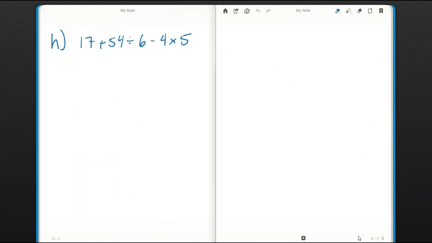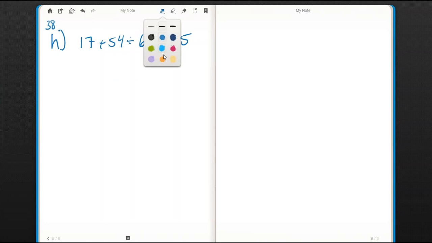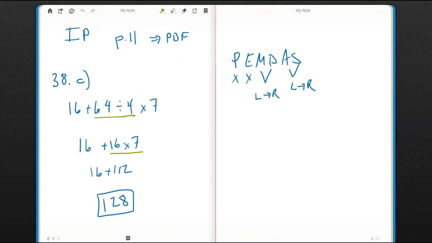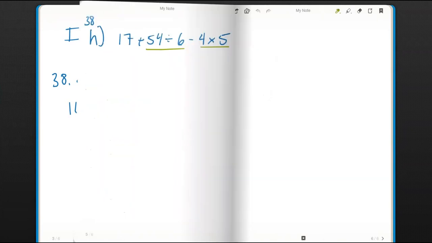On a problem like letter H, we're still on number 38, we're still going to follow the order of operations. We're going to work from left to right, but notice when I do 54 divided by 6, it's completely separate from the 4 times 5. Whereas on the first problem, 64 divided by 4 times 7, I couldn't do two operations at once because they were involving the same numbers.